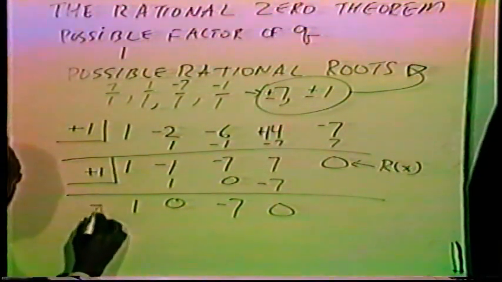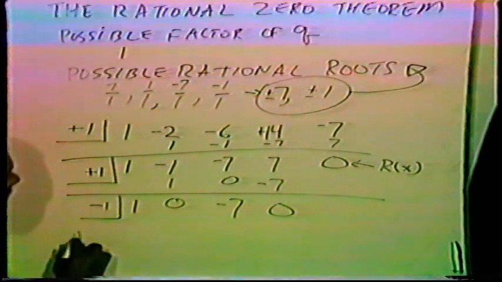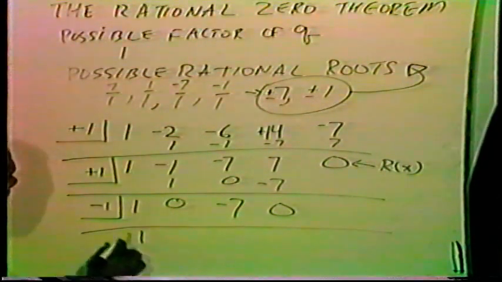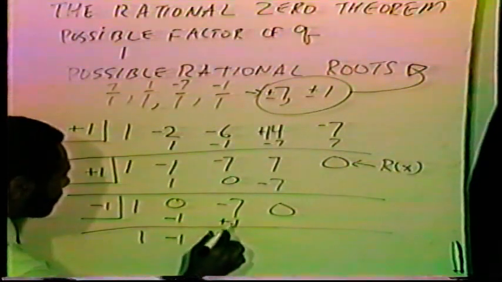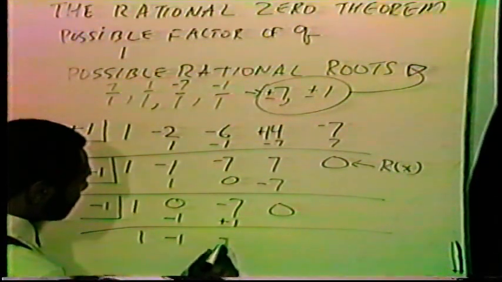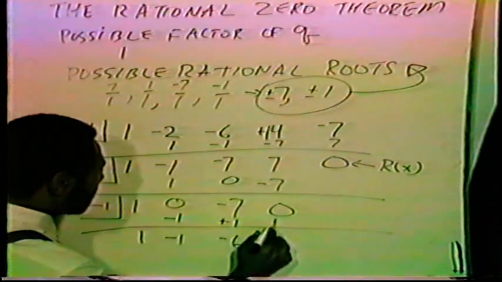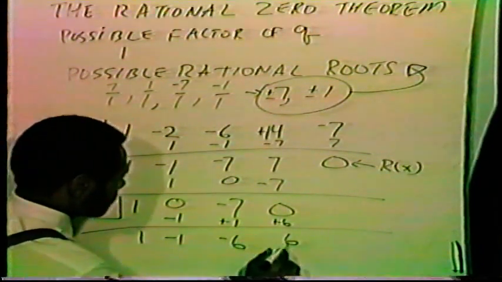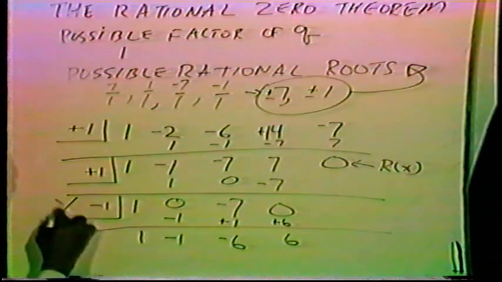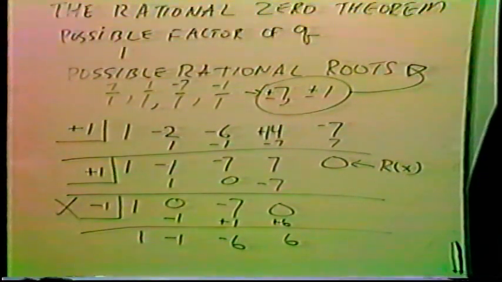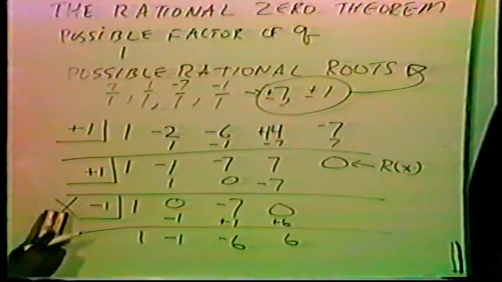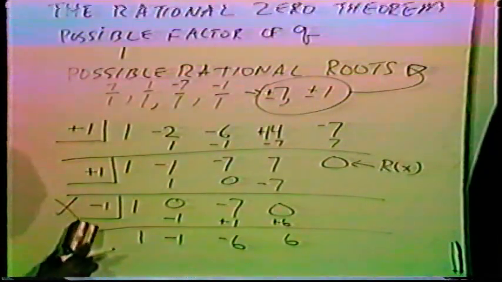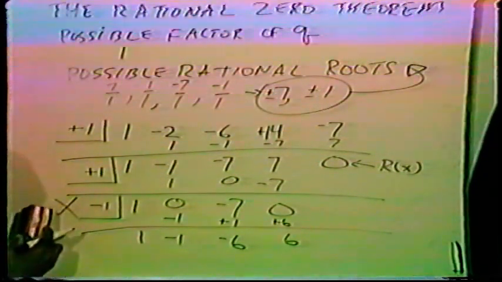If we tried negative 1, we bring down the 1, that would give us negative 1 here, negative 1, that would give us positive 1. This would give us negative 6, and that would give us a positive 6. The remainder is not 0. So that means that negative 1 is not a factor. It's not a rational root or a rational 0. It means that x minus negative 1 is not a factor of the original polynomial.